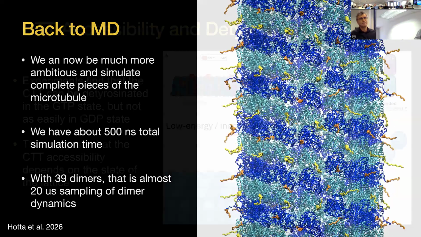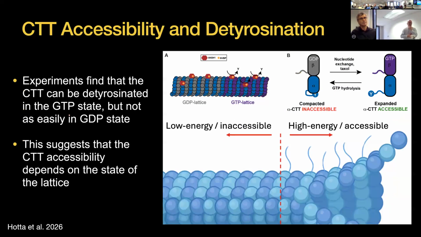Now, our experimental colleagues discovered that these tails have differential accessibility, right? Using the protein that actually does the detyrosination, which is known as VASH, they found that it could detyrosinate the plus end where we have GTP tubulin, at this growing end, but it could not detyrosinate tails that were back in the GDP state. So we go from an accessible state to a less accessible state, or maybe even an inaccessible state in some level.